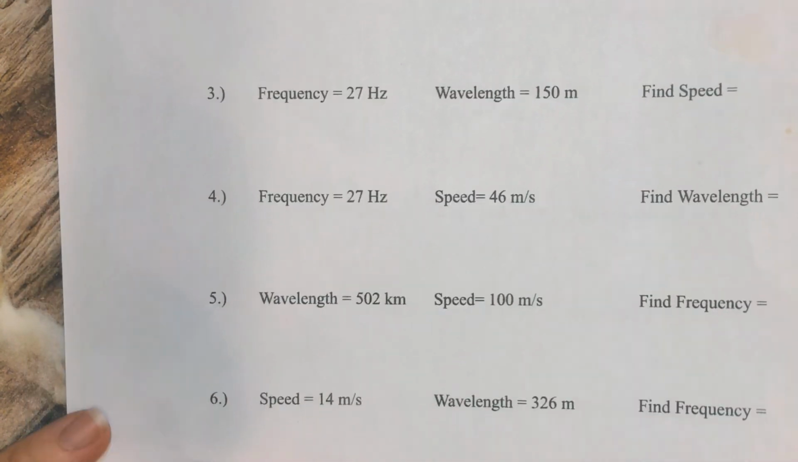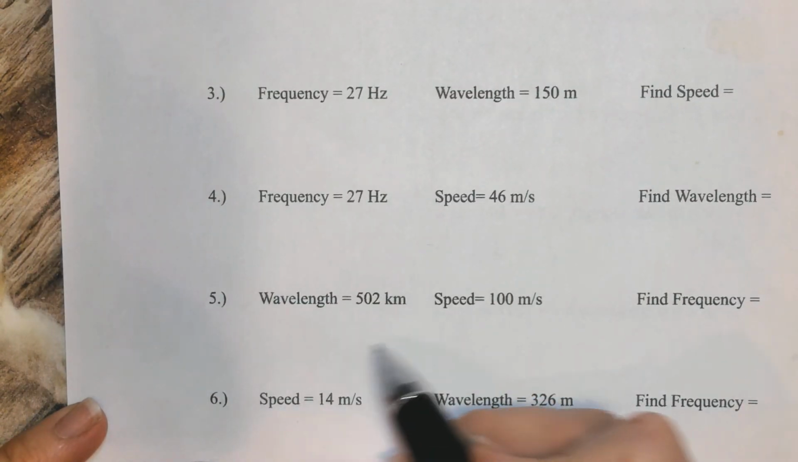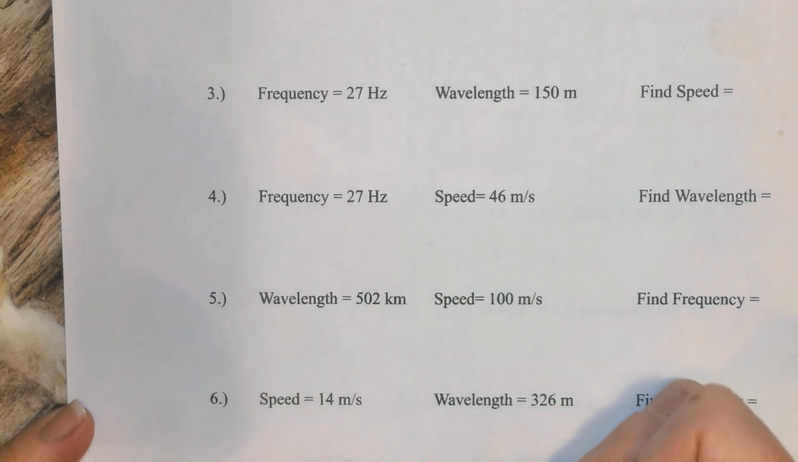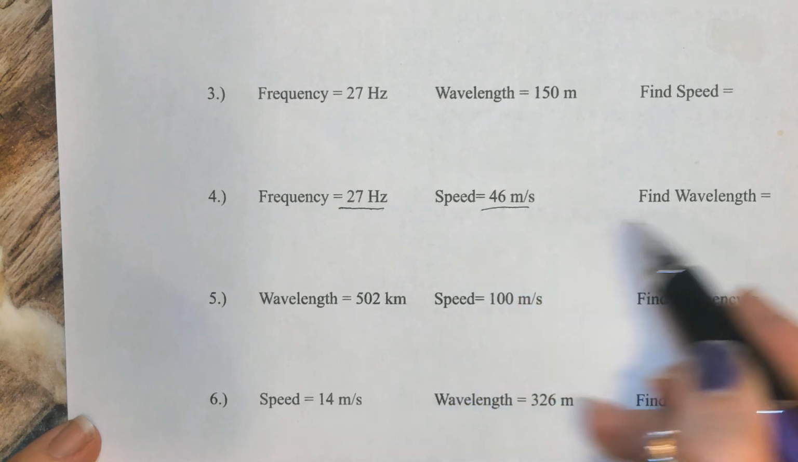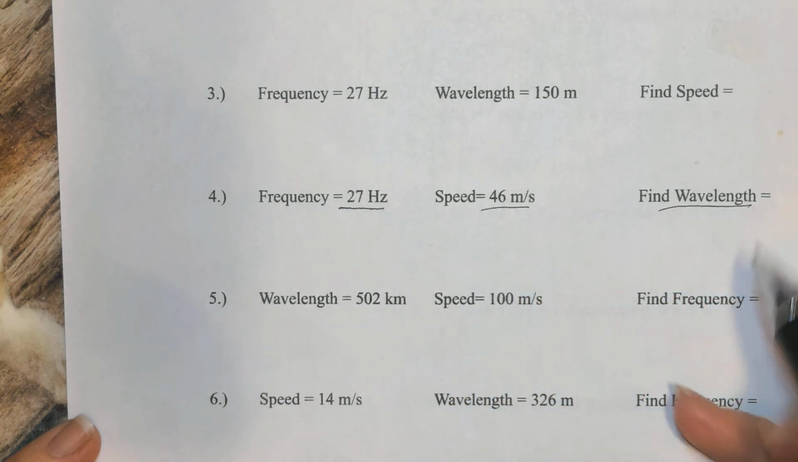I'm going to help you with number 4. Number 4 gives you the frequency and the speed, but asks you to find the wavelength.